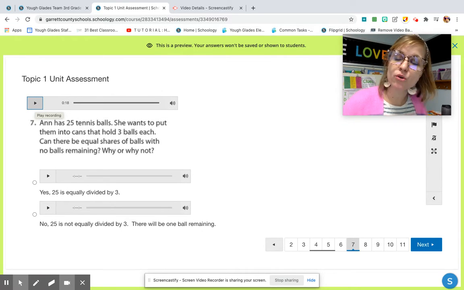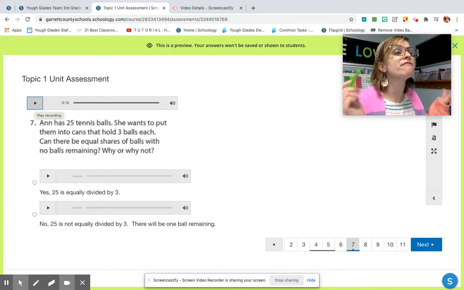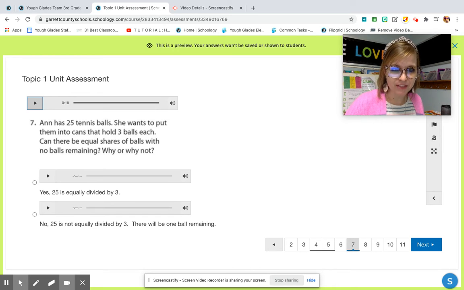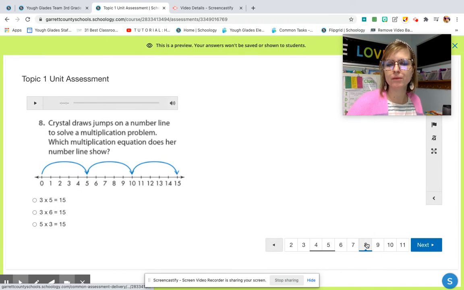Draw that out with your marker. You have counters that I sent home. Use those, or use pencil and paper. Draw it out. And then tell me, is it yes, 25 is equally divided by 3? Equally meaning there's equal groups with nothing left over? Or no, 25 is not equally divided by 3. There will be 1 ball remaining. So which one is the right answer? Yes or no? Moving on to number 8.